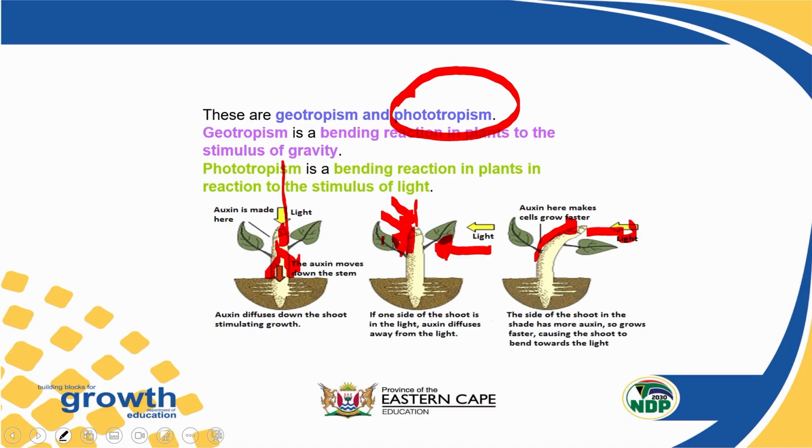Cell elongation will occur on this side. And as such, because the plant is elongated on this side and it's not growing on this side where it is exposed to light, it will tend to bend towards the stimulus of light. Therefore, it is what we refer to as phototropism.